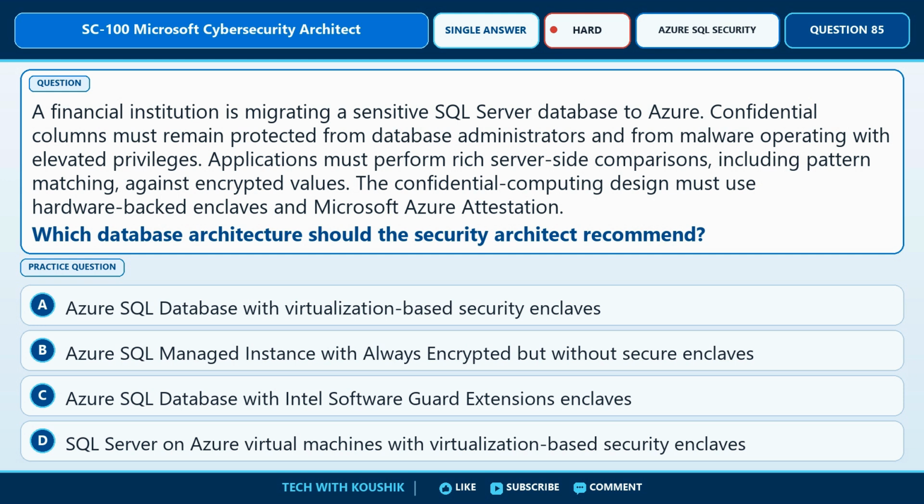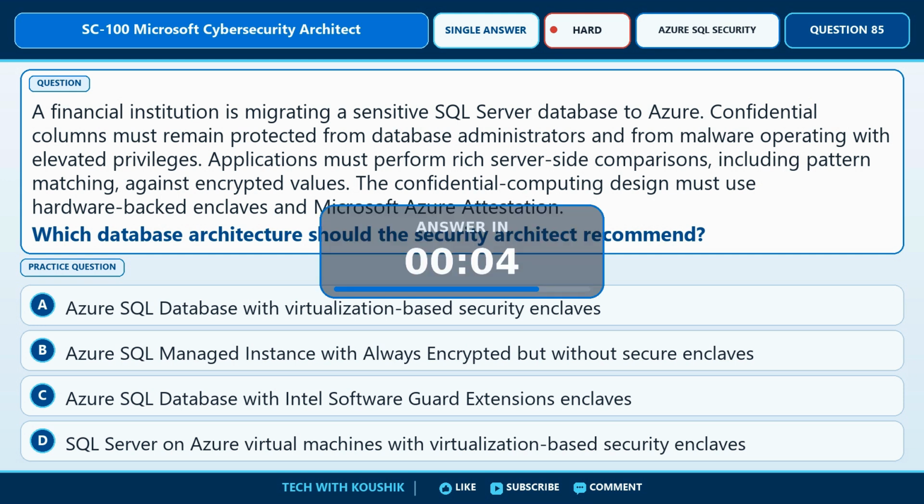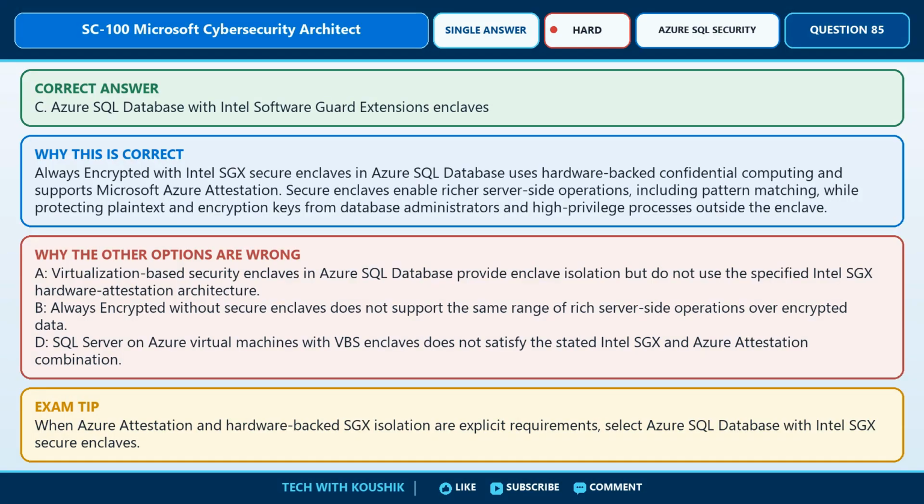The available options are as follows. Option A, Azure SQL Database with virtualization-based security enclaves. Option B, Azure SQL Managed Instance with Always Encrypted but without secure enclaves. Option C, Azure SQL Database with Intel Software Guard Extensions enclaves. Option D, SQL Server on Azure virtual machines with virtualization-based security enclaves. The correct answer is option C, Azure SQL Database with Intel Software Guard Extensions enclaves.